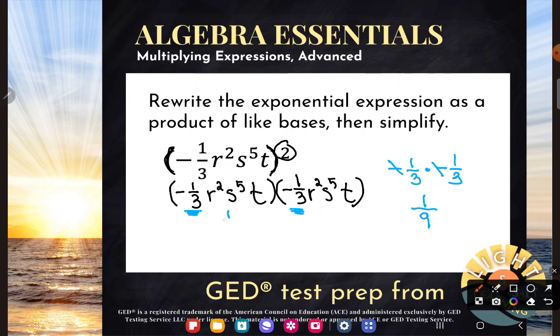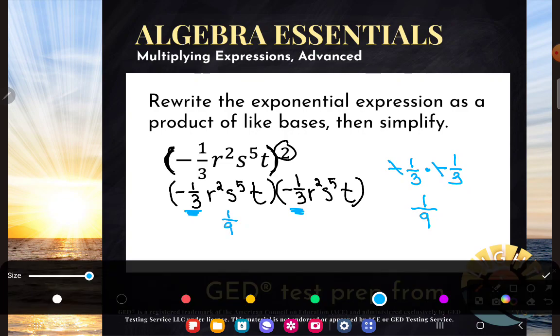So it's just 1/9. And now we have 3 factors there multiplying. We have r's, s's, and t's, 3 repeated factors. So remember, an exponent tells you how many factors of r you have. You have 2 r's multiplying. And then there's another 2 r's multiplying, for a total, since we're multiplying these whole big ugly things, of 4 r's multiplying. And so I will write r to the 4th power.